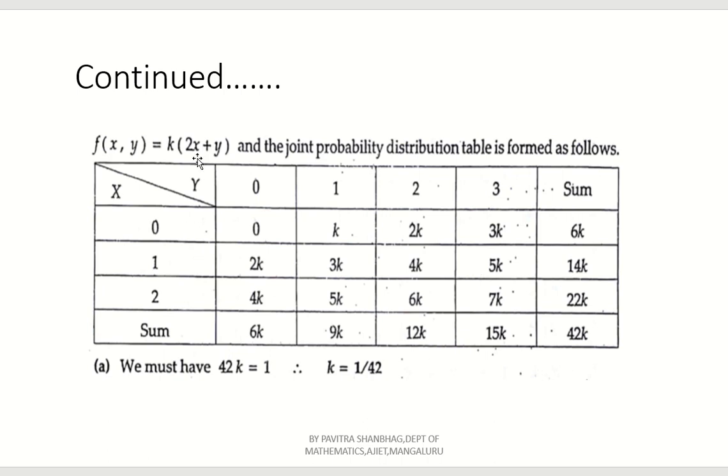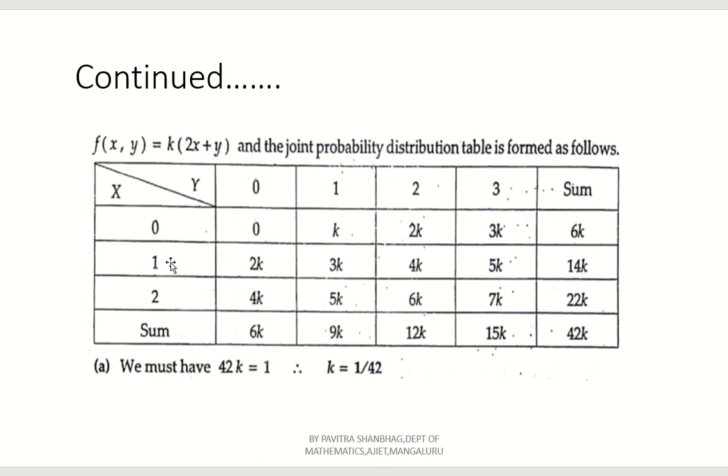Okay, now just replace x and y values here. See x is 0, y is 0, then what is f of xy? K into 0 plus 0, that is 0. Now x is 0, y is 1. So 0 plus 1 into k means k here, right? Next, x 0, y 2. Replace here. What you will get? F of 0 comma 2. So k into 0 plus 2. So 2k, right? Next, x 0, y 3. That is k into 0 plus 3, that is 3k. Next, add this: 0 plus k plus 2k plus 3k, that is 6k is the sum.